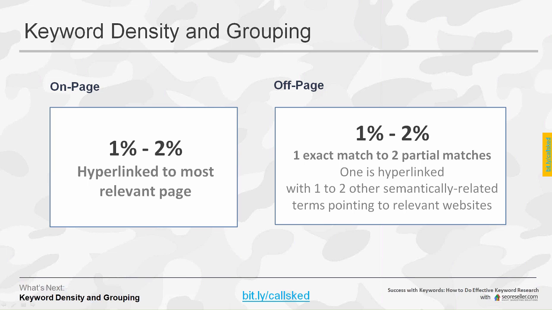Now, when we do on-page content for you, one of the things that we will do is mention other relevant services and other relevant topics, and hyperlink them to the most relevant pages that they need to be supported with. When we execute off-page, we try to limit it to within 1 to 2%, with one exact match to two partials, and only one keyword is hyperlinked to the client site, and there are 1 to 2 other semantically related terms pointing to other relevant websites.